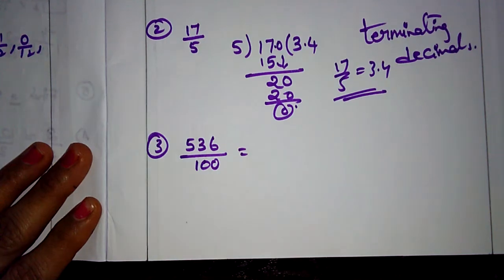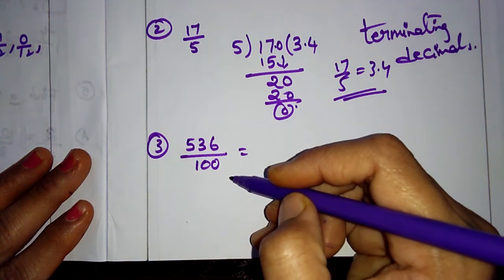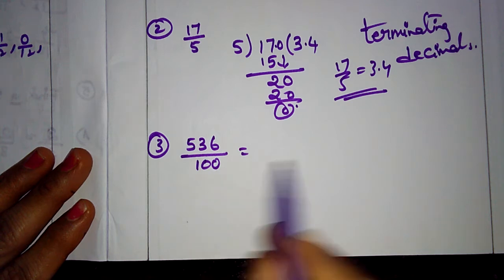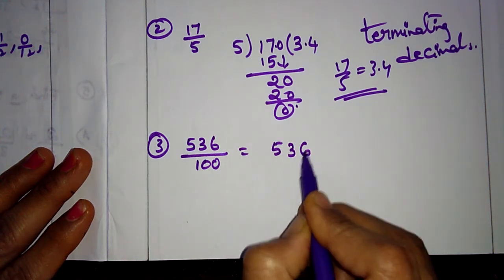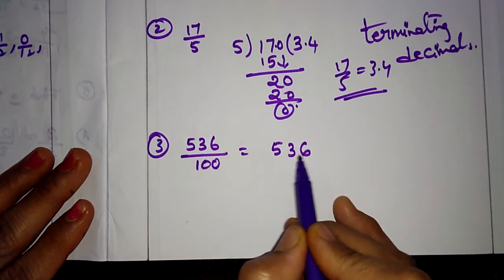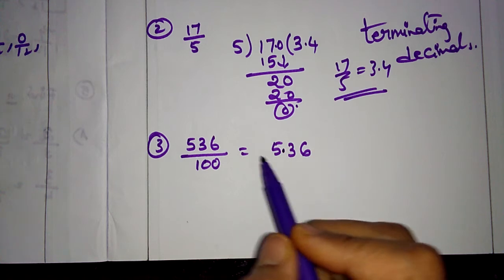Convert this 536 by 100 into decimal form. How, children? When you have 2 zeros here, simply write 536 first. How many zeros are there? 2 zeros are there. So before 2 digits put a point. Understood, children, how to write?